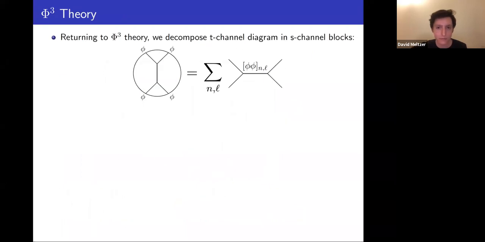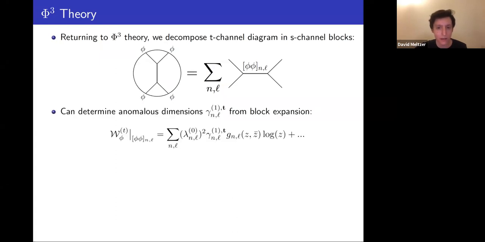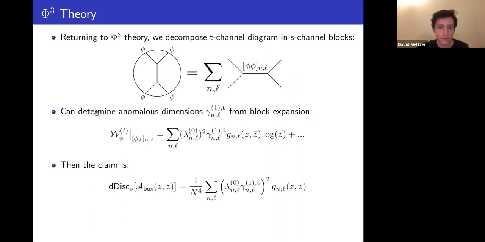So now going back to phi cube theory, our starting point is we need to take each of our tree level graphs, and we need to determine how they correct the anomalous dimension. And you can do this just by expanding each one in conformal blocks, and you can read off these numbers. And now the claim is the d-disk for my box diagram is just going to correspond to using the anomalous dimension squared in my block.